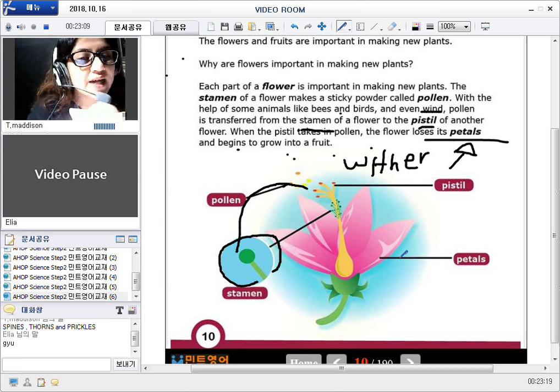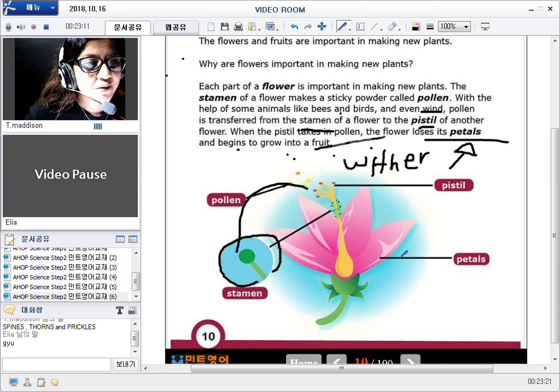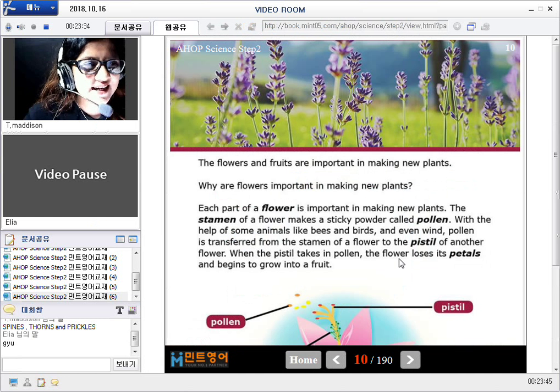I'd like to compliment you on the vocabulary you used, the word wither. In its basic sense, though, the difference between a pistil and a stamen is that a stamen is the male reproductive organ of the plant, and the pistil is the female reproductive organ. Okay. Next page.